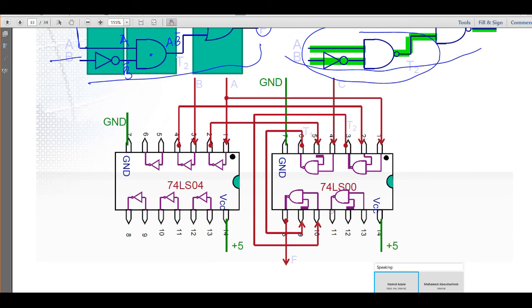Both of those ICs are powered through 5 volts, for example, in this case. Pin 14 to 5 volts, and pin 7 to ground. So both of the 7s here are grounded, and both of the VCC, or 14, can be connected to the same VCC.